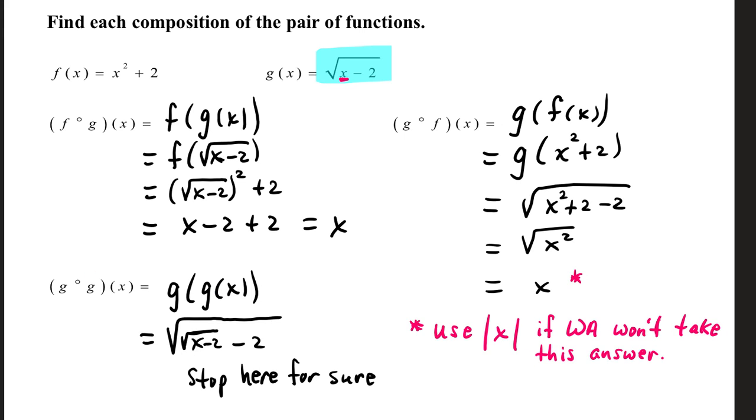Our last composition, g composed of itself. G of x is square root of x minus 2. If we put that entire function back in place of its variable, that is square root of g minus 2. So square root of x minus 2 minus 2 all under another square root. You'd kind of want to stop here. That's a nested square root function, and that would be a nightmare to try to simplify anymore.